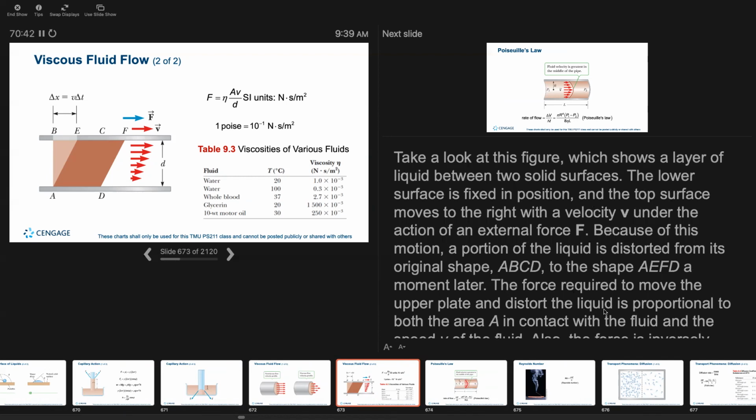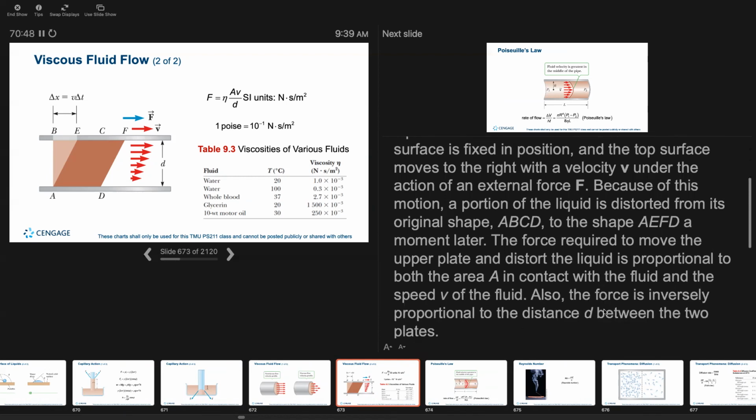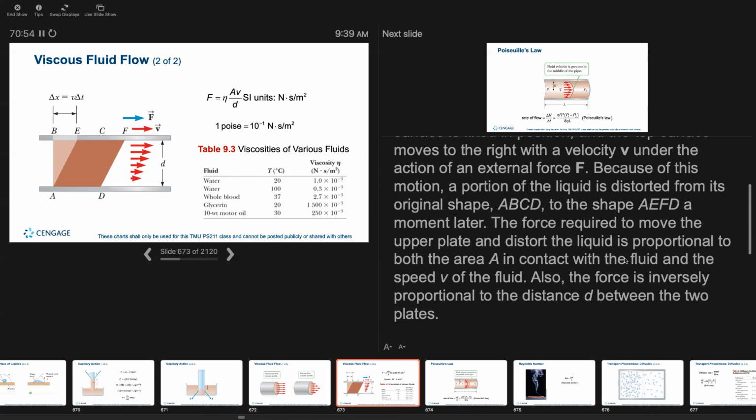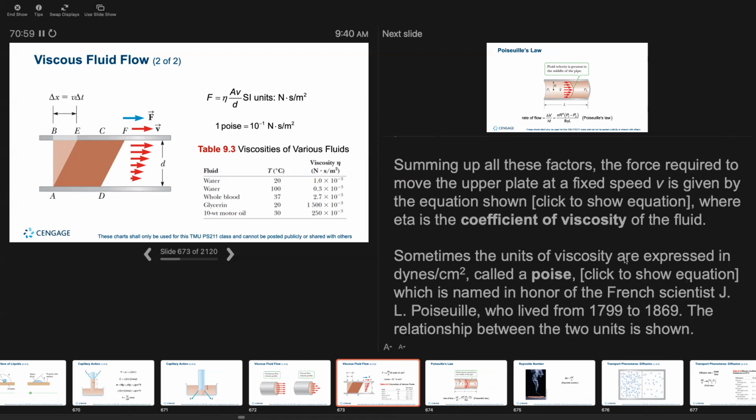The force required to move the upper plane and distort the liquid is proportional to both the area A in contact with the fluid and the speed v of the fluid. Also, the force is inversely proportional to the distance between the two plates. Summing up these factors, the force required to move the upper plate at a fixed speed v is given by the equation shown, where eta is the coefficient of viscosity of the fluid.